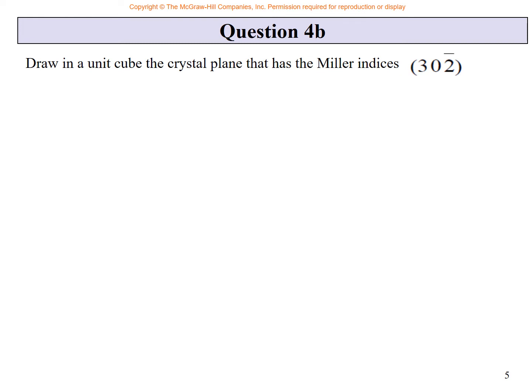This is question 4B of the midterm. Draw in a unit cube the crystal plane that has the Miller indices 3 0 2 bar. Right, so again, very simple question. The Miller indices of the plane are given. Draw a cube, and on that cube show this plane, and of course indicate all the distances and so on.